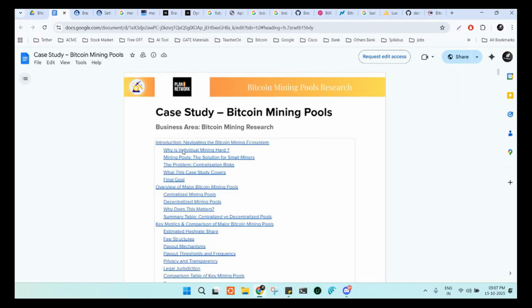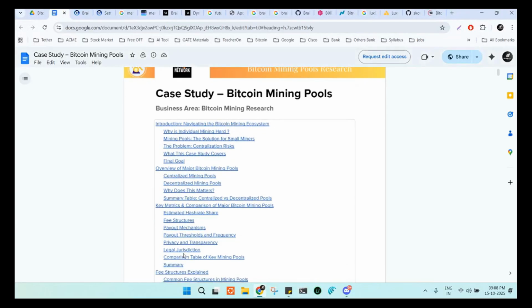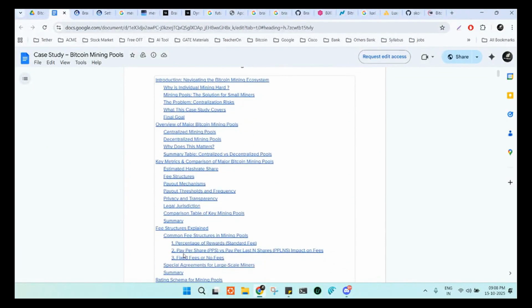Next session, our focus will be more on mining pools. We will see what the different types of mining pools are, which ones use Stratum V1 and Stratum V2, and we will try to go in depth. Everyone talks about centralized and decentralized pools, but I'm not aware of any decentralized pool, so we will discuss that. Then we will discuss the fee structure, payout mechanism, and all those things.